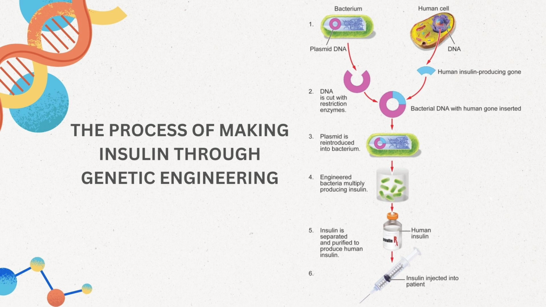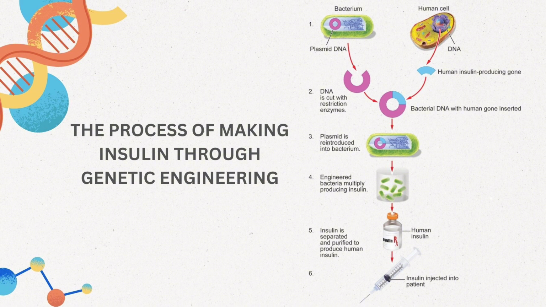So, for the fourth step, engineered bacteria multiply, producing insulin. The bacteria, now containing the insulin-producing gene, are allowed to multiply. As they multiply, they produce insulin as part of their normal metabolic process.